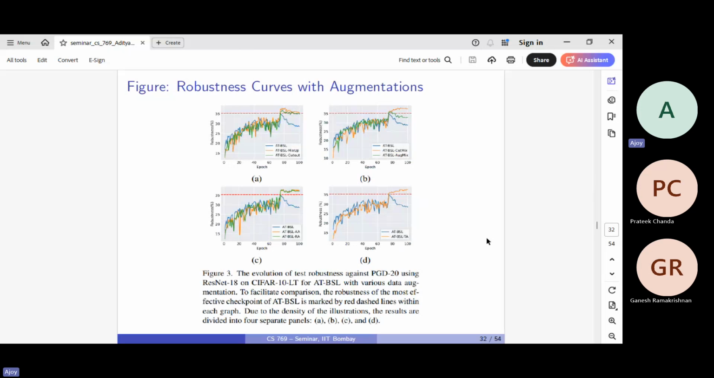These are all the data augmentations that are used. The blue line just denotes the normal ATBSL, and the green and the orange lines show ATBSL along with mixup and cutout, etc.